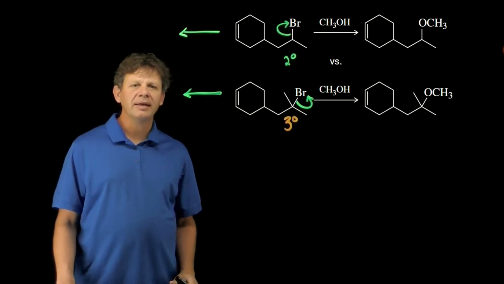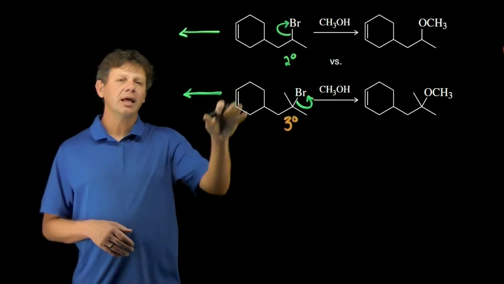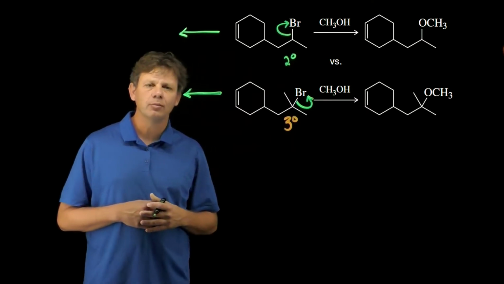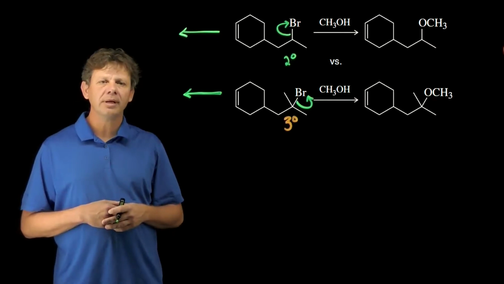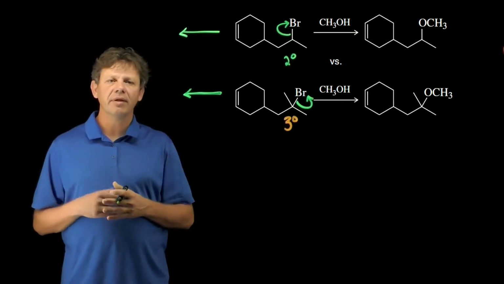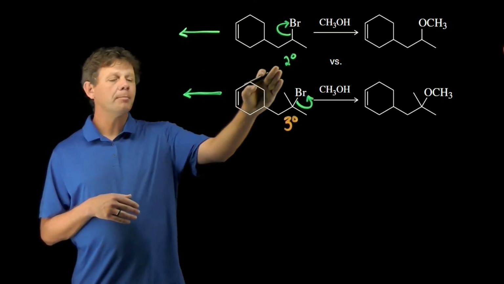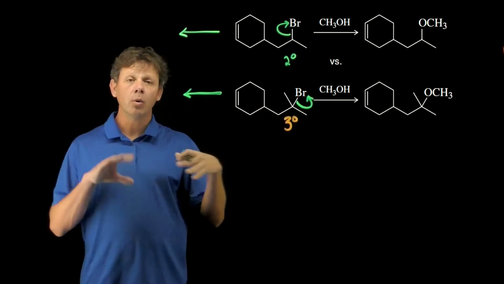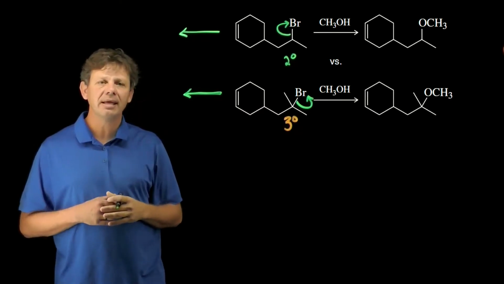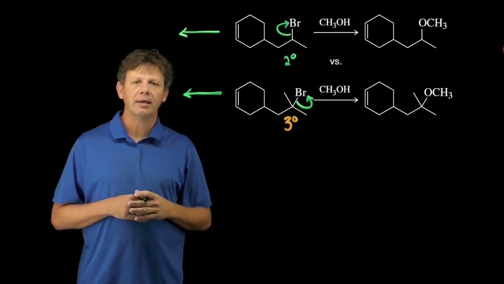In this assessment, we're asked to predict which alkyl halide will undergo a faster SN1 reaction. Recall that the rate determining step of the SN1 reaction is formation of the carbocation. And so when we're comparing a secondary alkyl halide to a tertiary alkyl halide, what we're really asking is which is going to make the more stable carbocation intermediate.